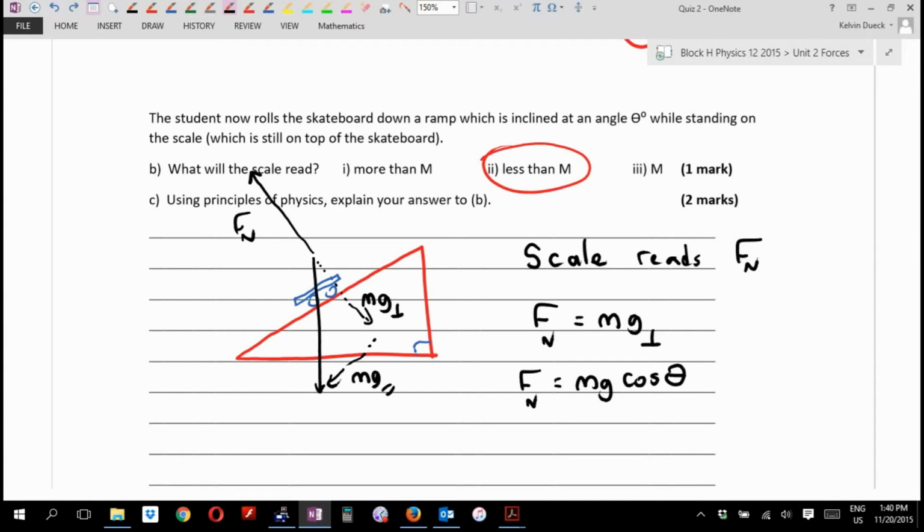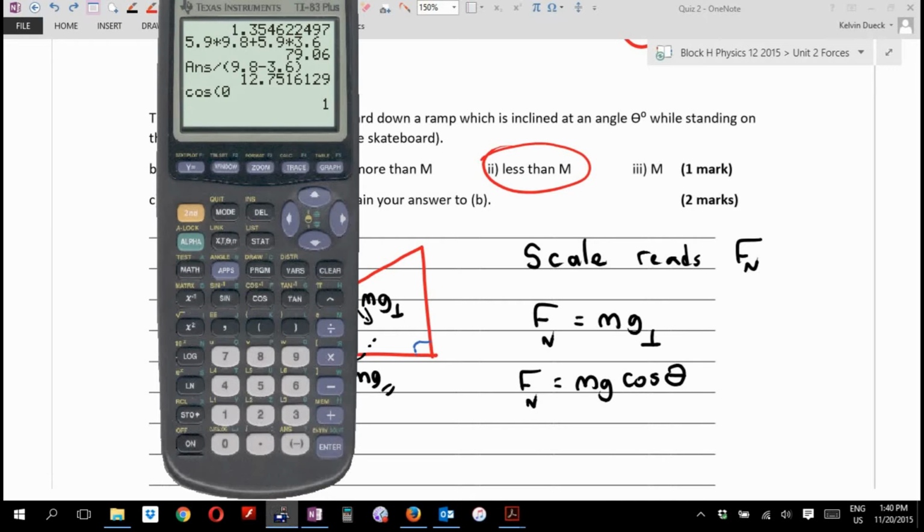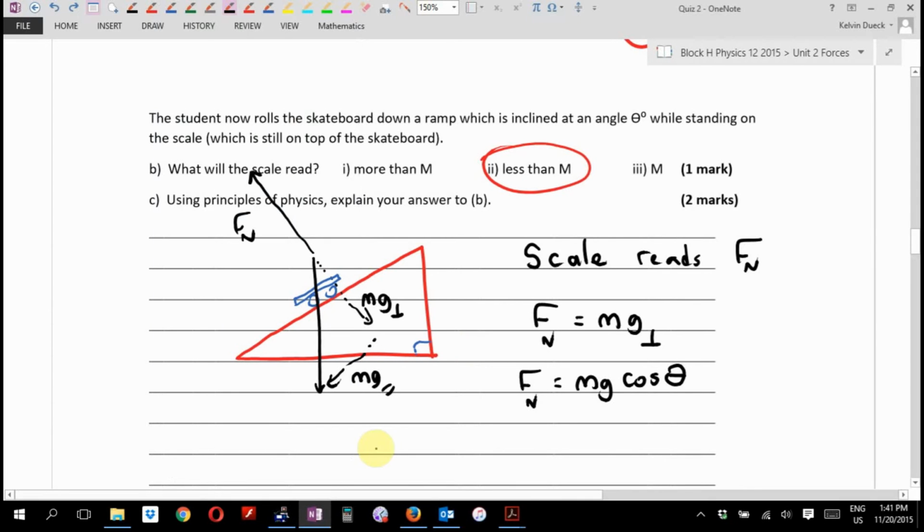And I guess as soon as theta isn't 0, 5 degrees, 10 degrees, cosine is always a decimal, less than 1. If you're multiplying by something less than 1, you're going to get a smaller answer every time. Now, I'm not going to make you write out that conclusion. I would just say, therefore, normal force is always going to be smaller than mg. I'd take something like that.